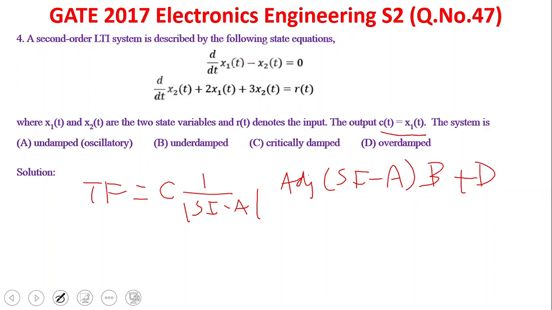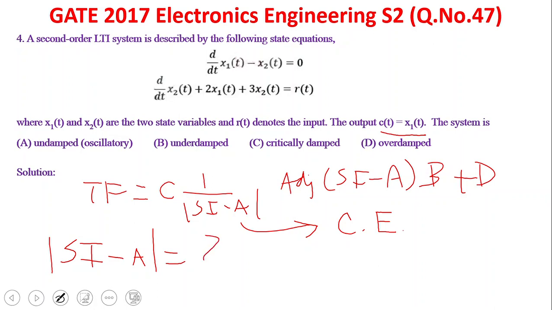So here the determinant of sI minus A is actually the characteristic equation. The roots of the characteristic equation are the poles, which come from the denominator polynomial. So this is going to be the denominator polynomial, and we have to check its roots. That means we have to find the determinant of sI minus A. We will do that, then we will check whether it is undamped, underdamped, critically damped or overdamped.